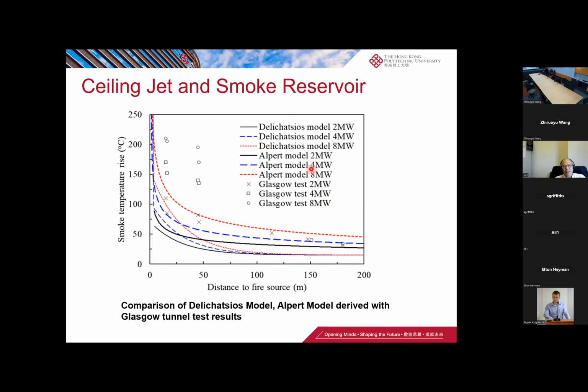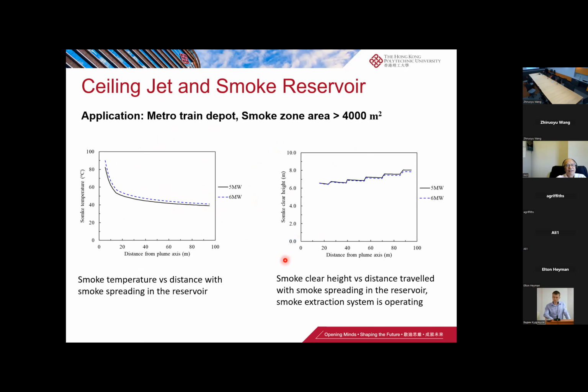So the model we developed gives a trend, but the Daily Gases model underestimated the temperature of the experiments. But close to the fire, both the model we developed and the Daily Gases model underestimate the smoke temperature from the measurement. So we apply this very quickly.